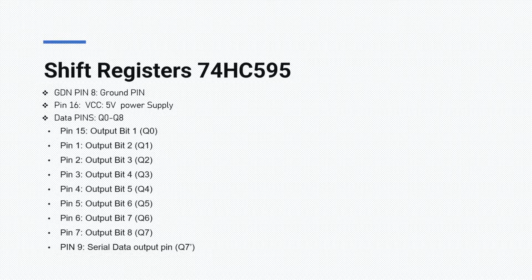All right, guys, so we're going to look at the other register, the 74HC595. It comprises a ground pin, pin 8, which is used to establish a grounding potential for the chip. Then we look at pin 16, which is the power supply to the chip, a minimum of 5 volts. This pin is otherwise called the VCC pin.